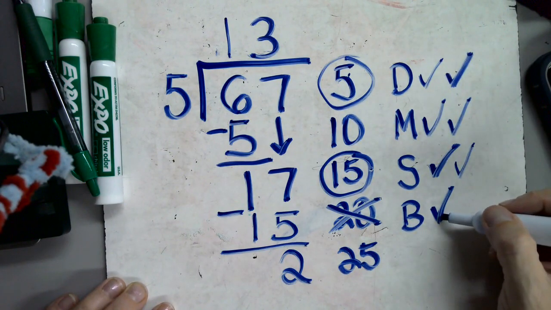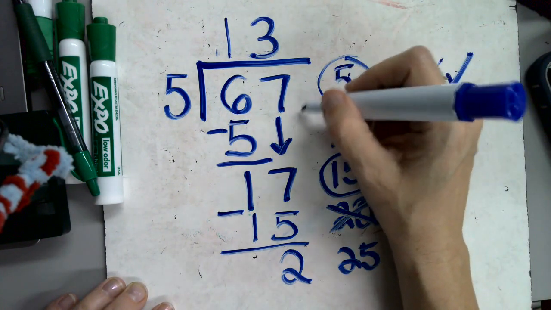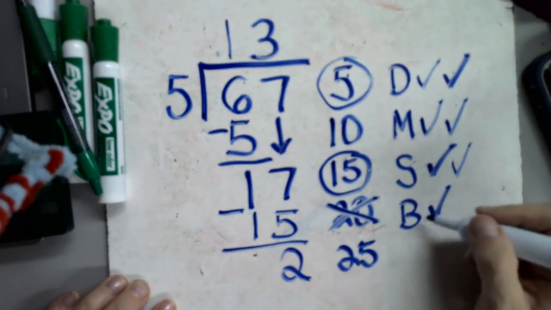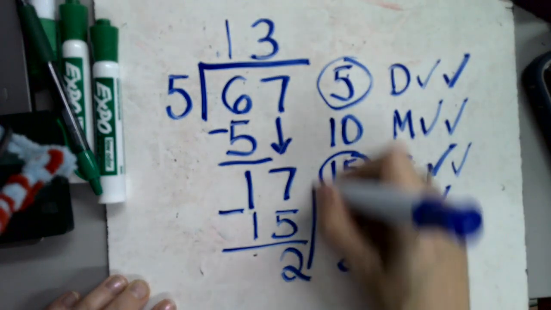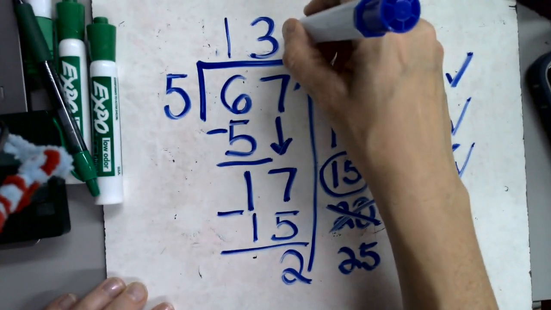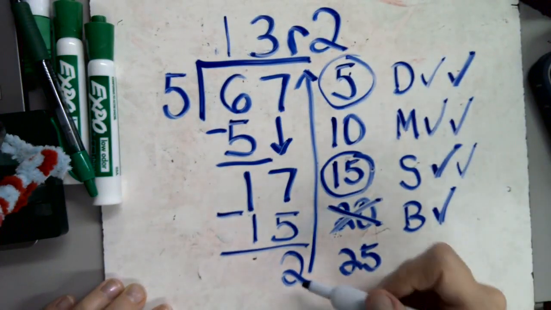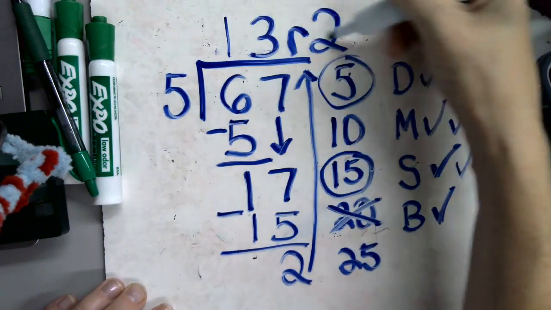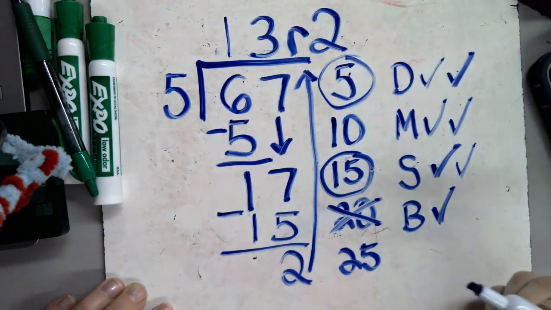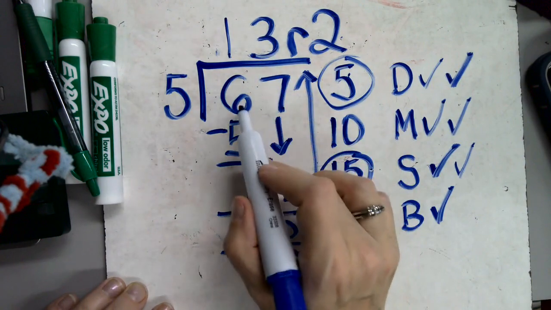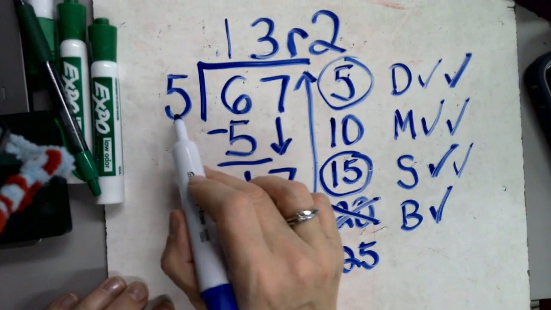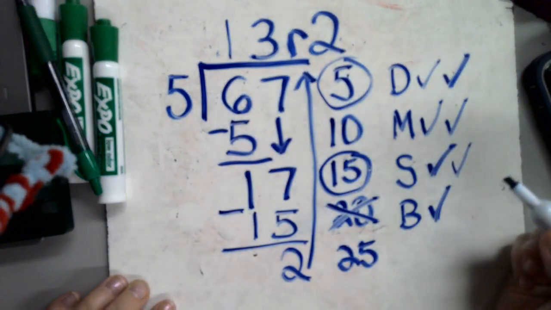Now we bring it on down, bring it on back. There are no other digits to bring down, so we don't have to bring anything down, but we do have to bring this remainder up. We put an R for remainder and a 2. We always bring our remainder up to show that it is part of the answer, part of the quotient. So 67 divided by 5 is 13 with a remainder of 2.